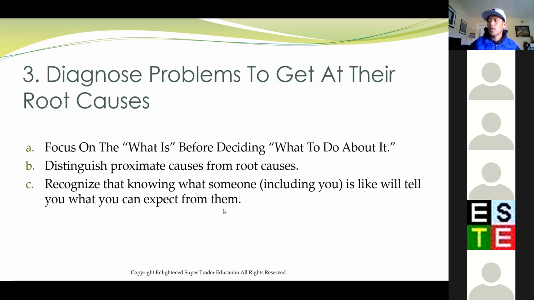So by recognizing that knowing what someone, including you, is like will tell you what you can expect from them. Sometimes also being direct in class, part of my expectation is this. At the end of the day, we're all adults. If they don't do it, hey, it's not my problem. At the end of the day, it's your problem, because it is you who needs to change, not me. I'm just guiding you to go to the next level, right?